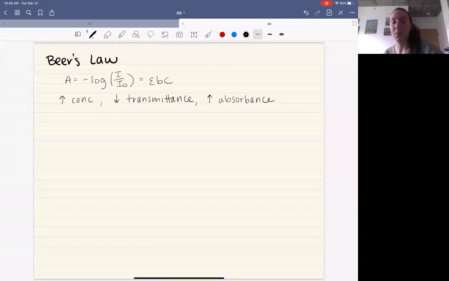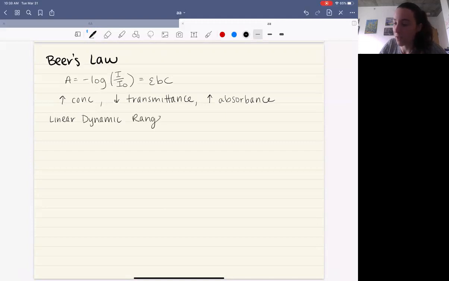But there's something to keep in mind. What if our concentration is too high? We need to start thinking about the linear dynamic range of our instrument. So at high concentrations, unfortunately, we start having interactions between our analyte particles themselves, and that can affect the absorbance.